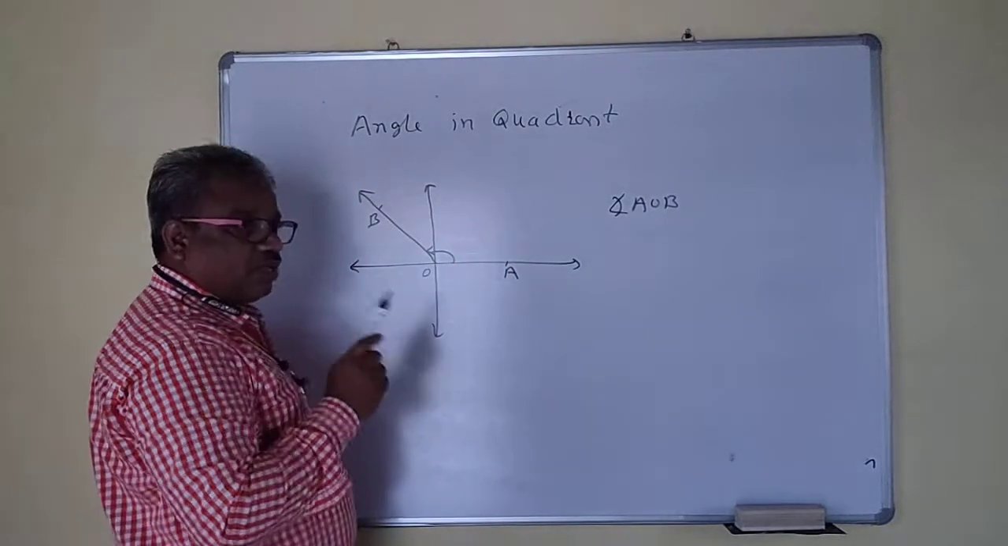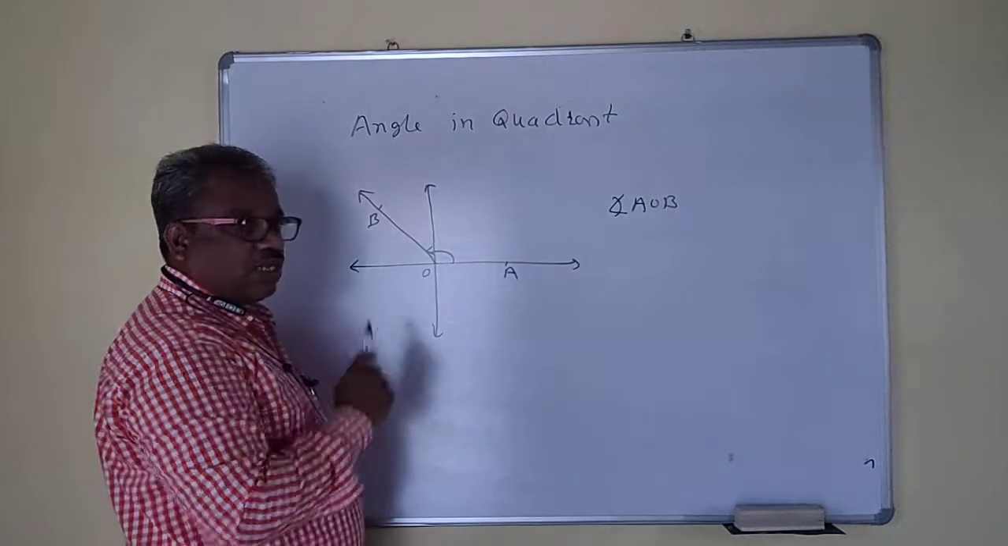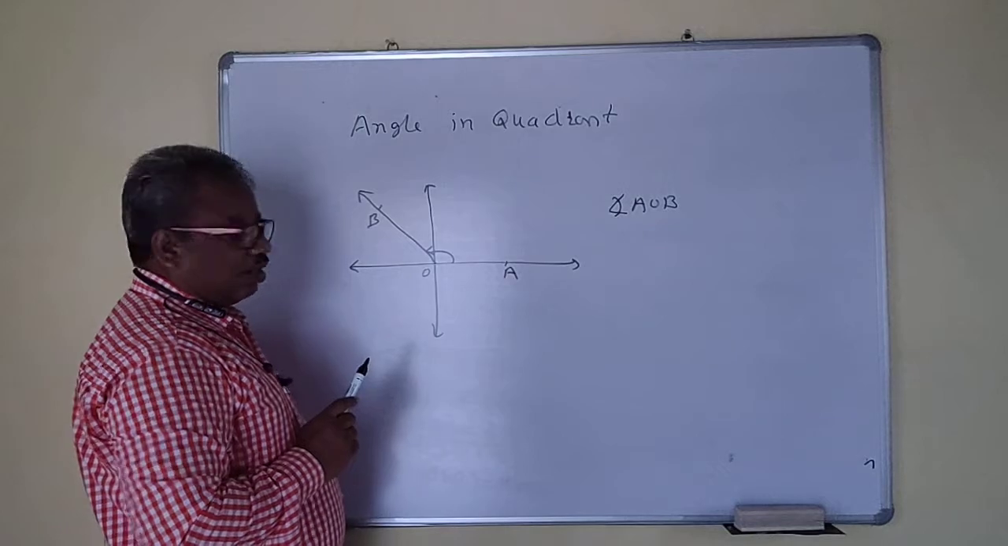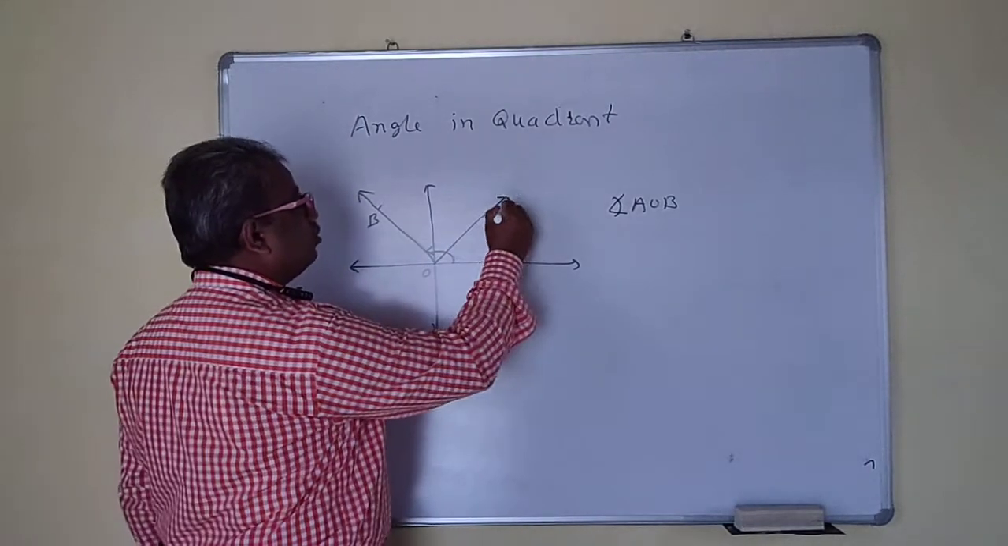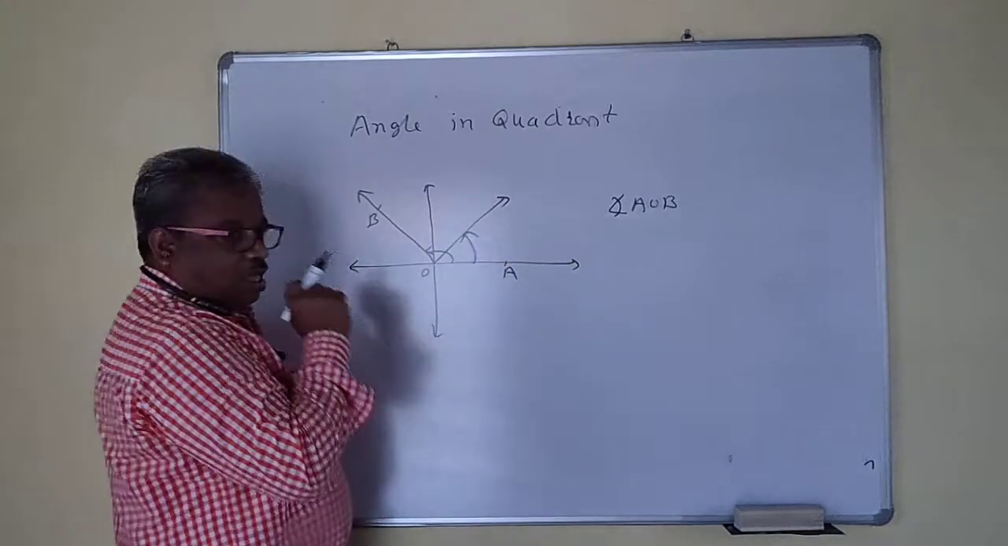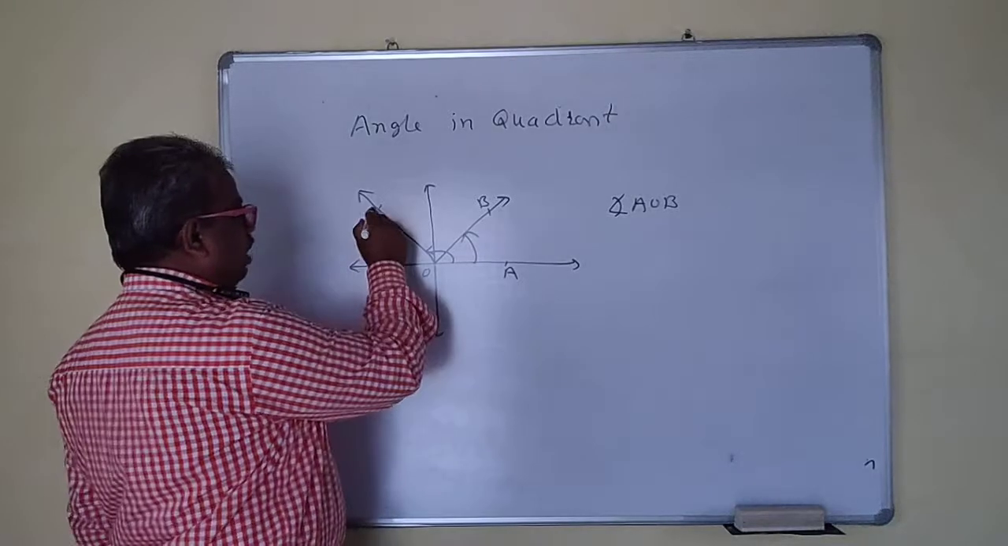That means where is your terminal arm? Right? If your terminal arm lies in the second quadrant, then the angle is said to be in the second quadrant. If your terminal arm lies in the first quadrant, so suppose this is B, then we'll write this is B dash then.